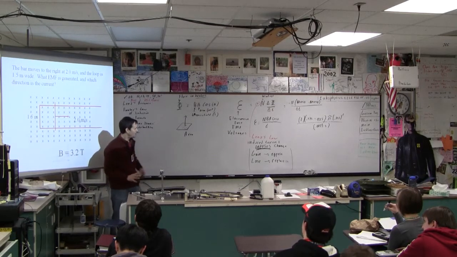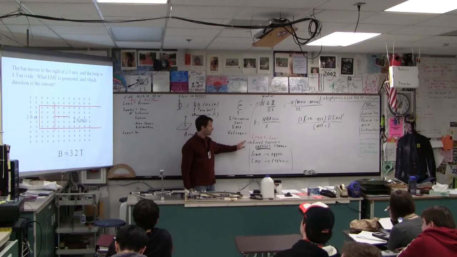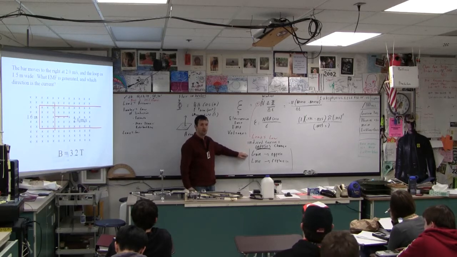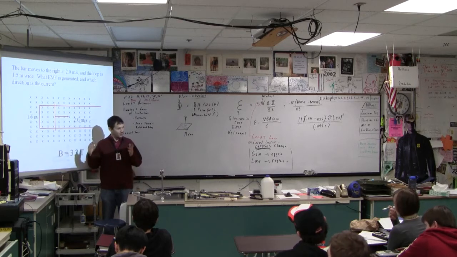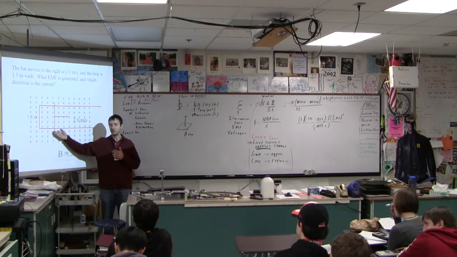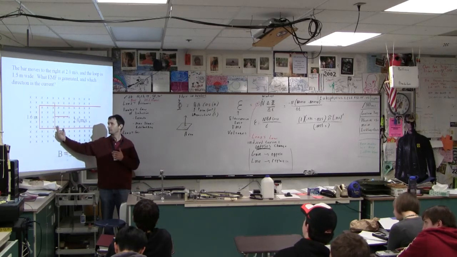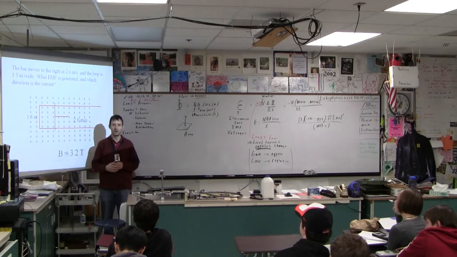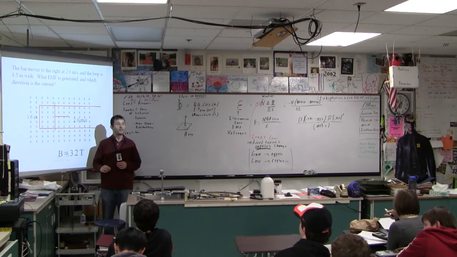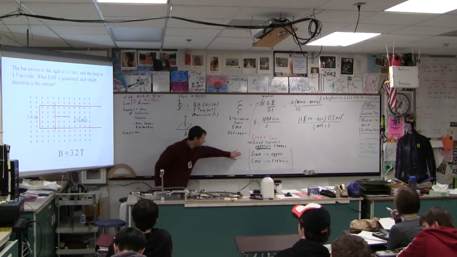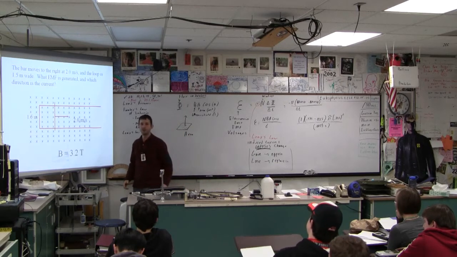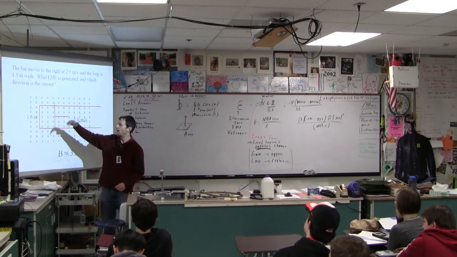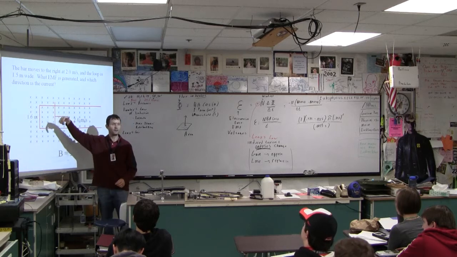Okay, so let's go to our direction. We oppose the change. So are we gaining flux or losing flux? We are gaining flux into the page because it's x's. The line that's moving is what's causing it. This part stays still. So we are gaining flux into the page. What's the recipe for a gain? We oppose it. So how do you oppose into the page? We make flux out of the page. How do we make flux out of the page?